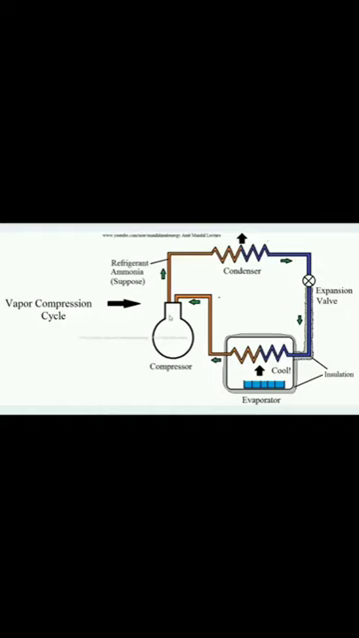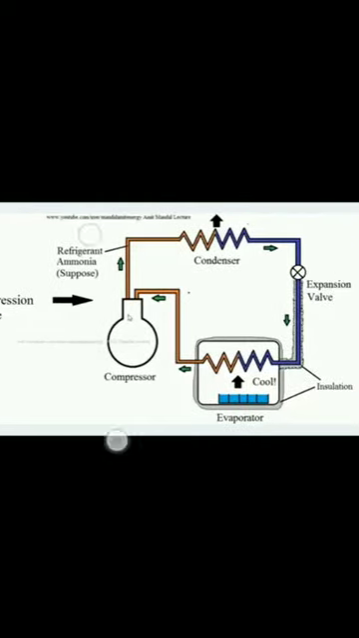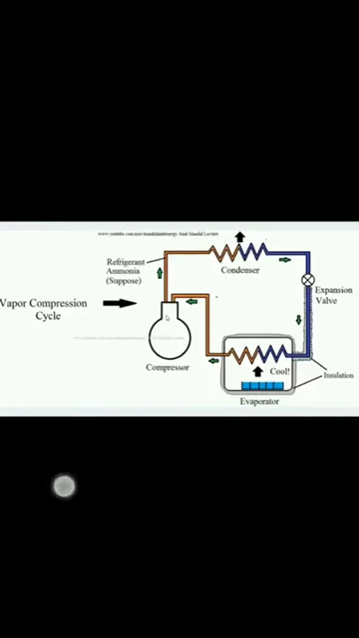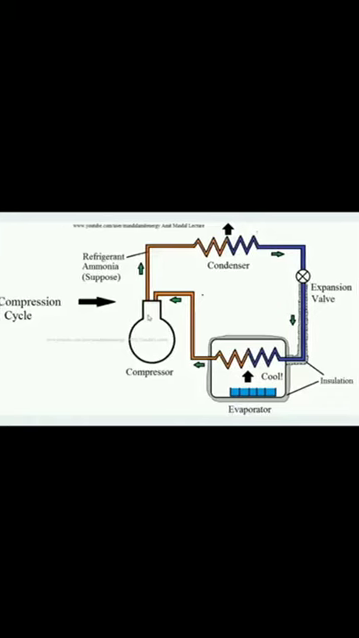Friend, today we will study the solar vapor compression system. First of all, before going to the solar vapor compression system, we have to learn the simple vapor compression cycle, which is used in the refrigeration cycle. So this is your simple vapor compression cycle, where four components are there: compressor, condenser, expansion valve and evaporator.